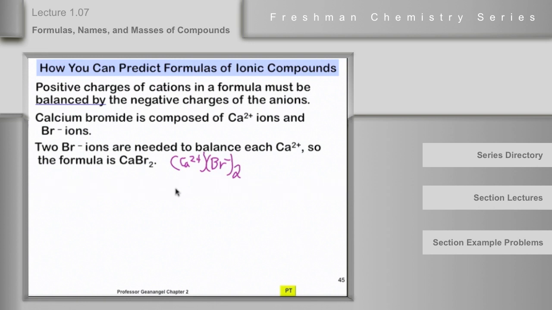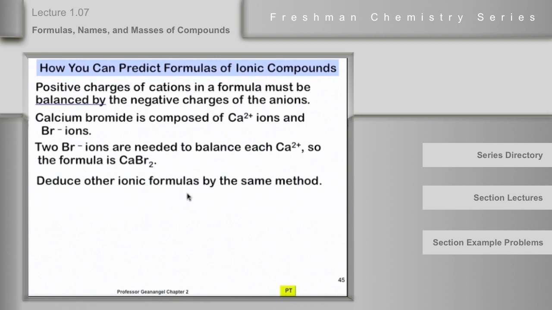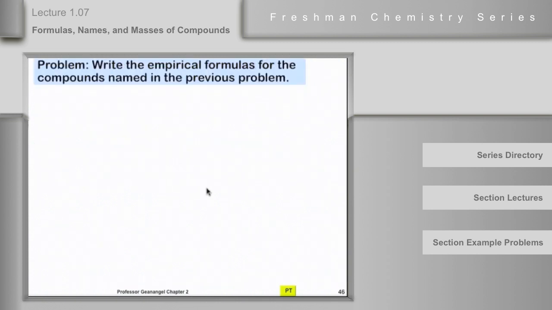Now, you can use this method for any formula of an ionic compound for which you know the ions. Okay, and you know at least the main group ions to the extent that we saw them in the periodic table. So we can deduce other ionic formulas using the same method. So let me go and look at some more of these to show you. Write the empirical formulas for the compounds named in the previous problem. Empirical, sometimes the word is used for simplest formula, meaning the lowest possible ratio of these things.